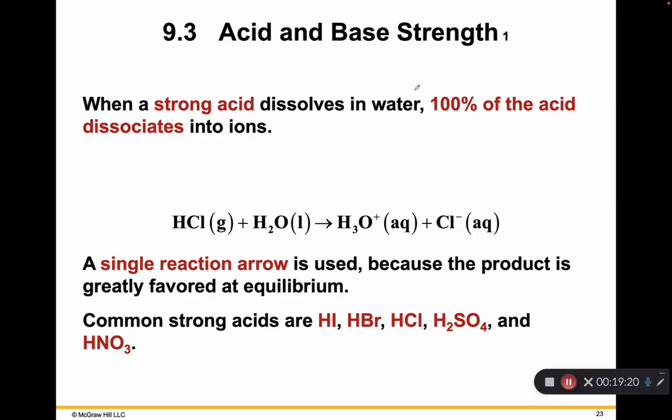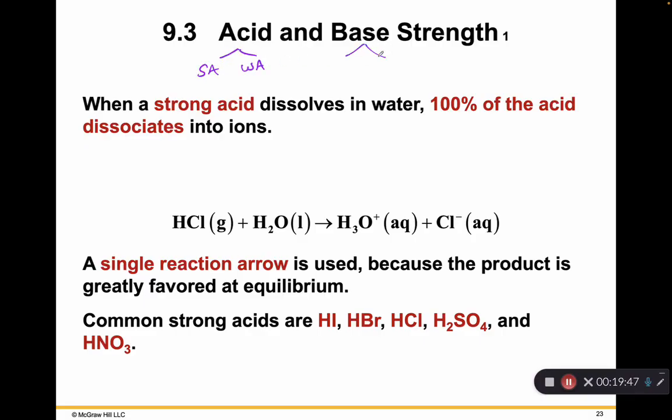Now, with this slide, we are going to talk about the strength of acids and bases. We will talk about the relative strength when we compare two different acids or two different bases. Whenever we talk about strength, we mean who is stronger. So we can classify acids as strong acid and weak acid.